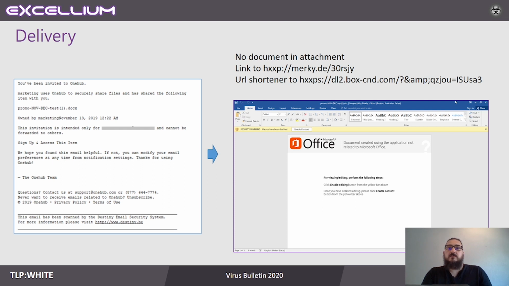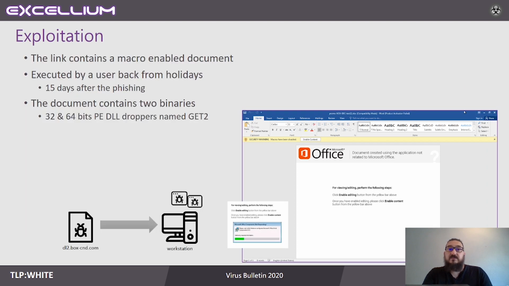When the customer clicked on the link, they were redirected through a German URL shortening service named Merki.de, and finally to the backend, which is owned by the attacker. So it downloaded a document, which is, of course, a malicious Office document. What is interesting in this case is that the execution of the document was done 15 days after the phishing, because the user was on holiday and the C2 was still waiting for the click 15 days after.